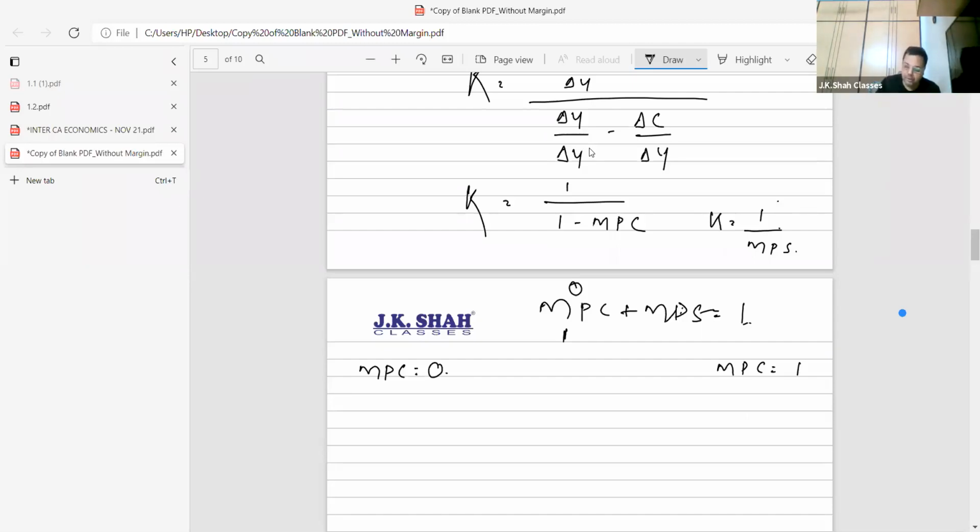I give another option. Suppose I say MPC is 0.5. That means 50% I'm spending. Next, I take one more option. MPC is 0.2. Next, I take one more option. MPC is 0.9. So there are 5 options we'll study.